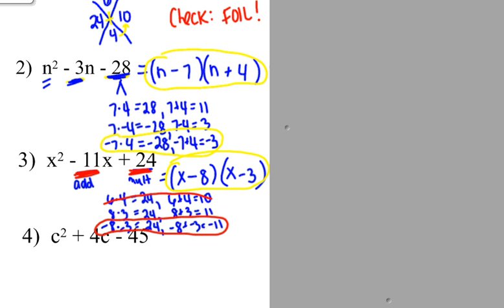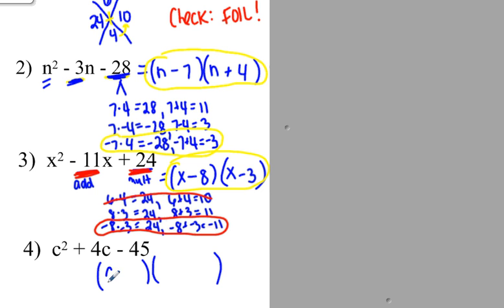Last problem. C squared plus 4c minus 45. So I'm looking for two numbers that are going to multiply to give me negative 45, but add to give me a positive 4.